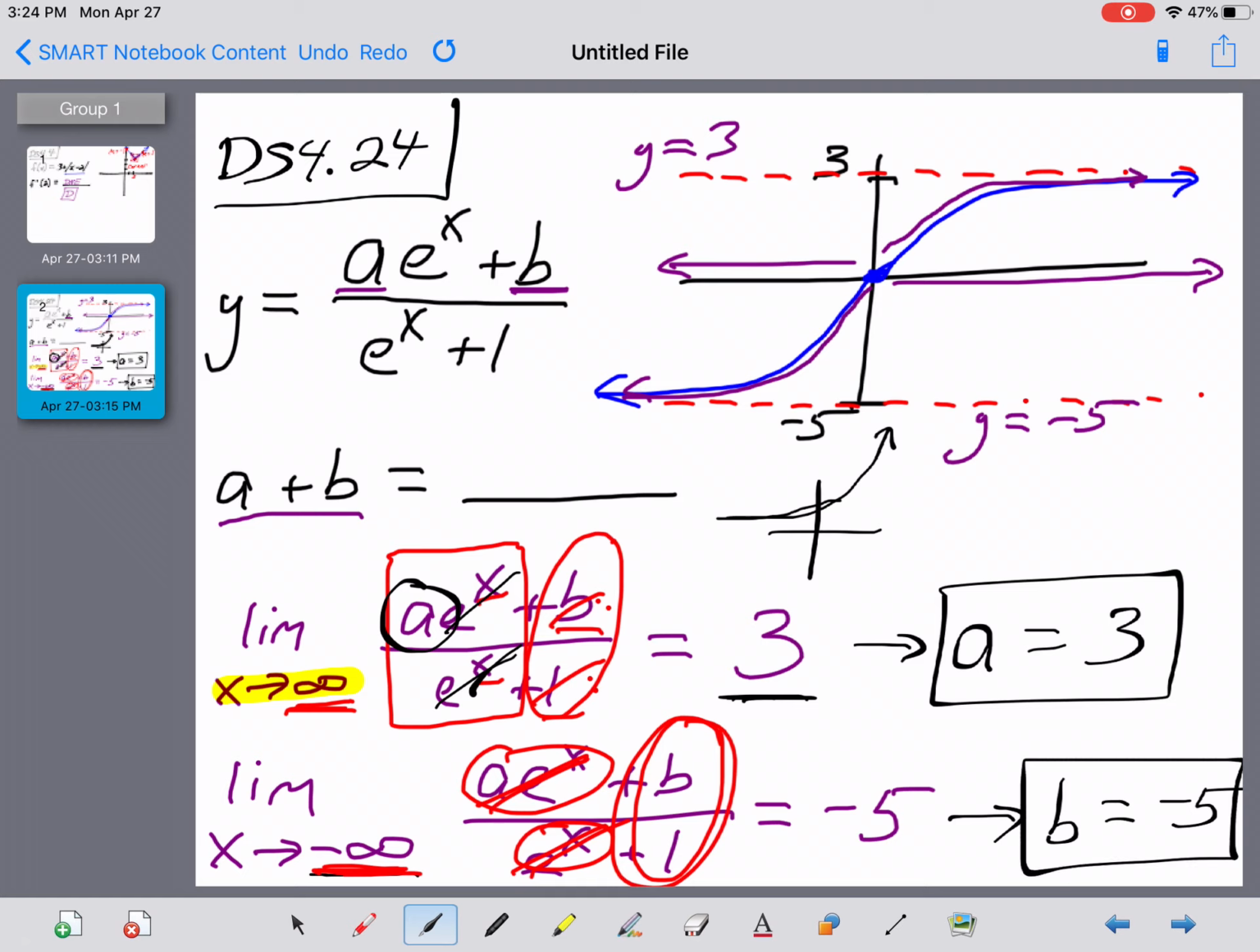And now, everybody, we know the values of both a and b. So the question at hand was, what is the value of a plus b? The 3 plus the negative 5 is going to get us negative 2, and that tells us, I forgot already, that our answer for number 24 is going to be b.